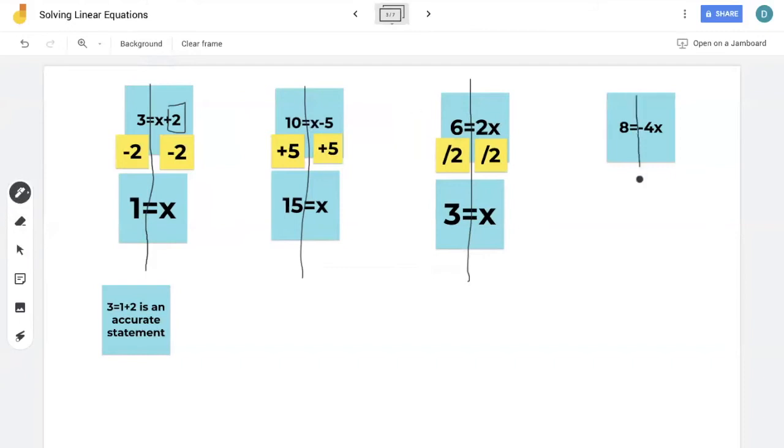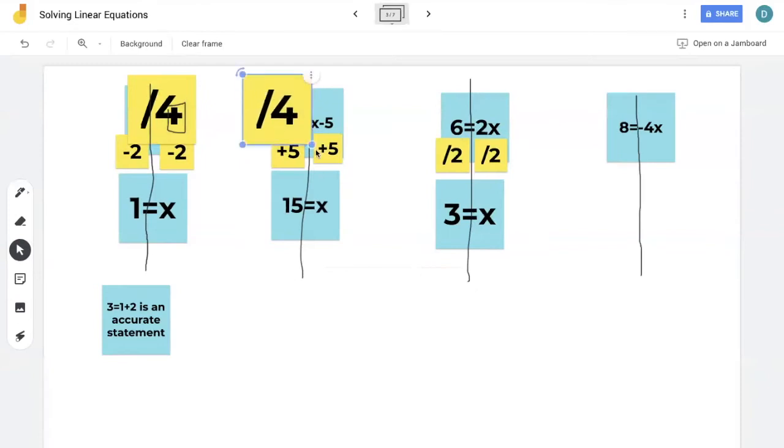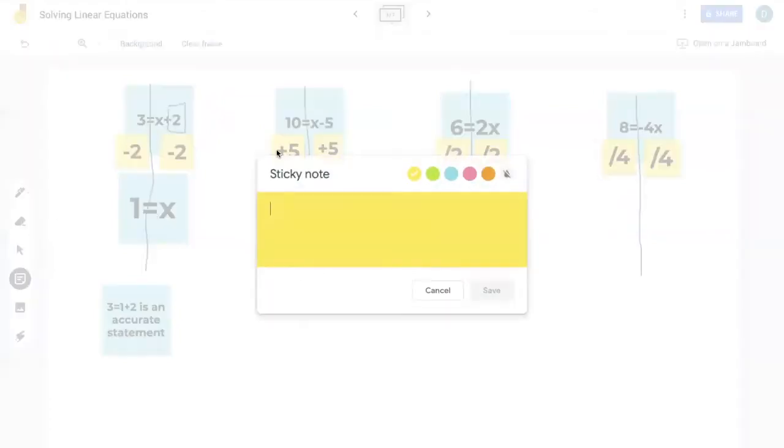Finally, draw another line here. And what's the first step we want to do? Well, we want to divide by 4 on each side. Like so. 4 divided by 4 is 1, so we are left with 1x on the right side of the equation. And then 8 divided by 4 is 2. So that means 2 equals x. And we can see that because 4 times 2 is indeed 8.